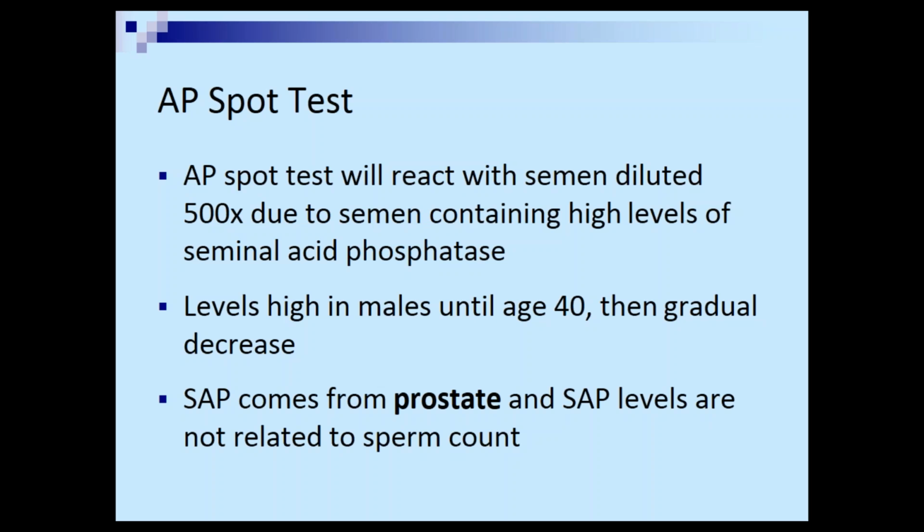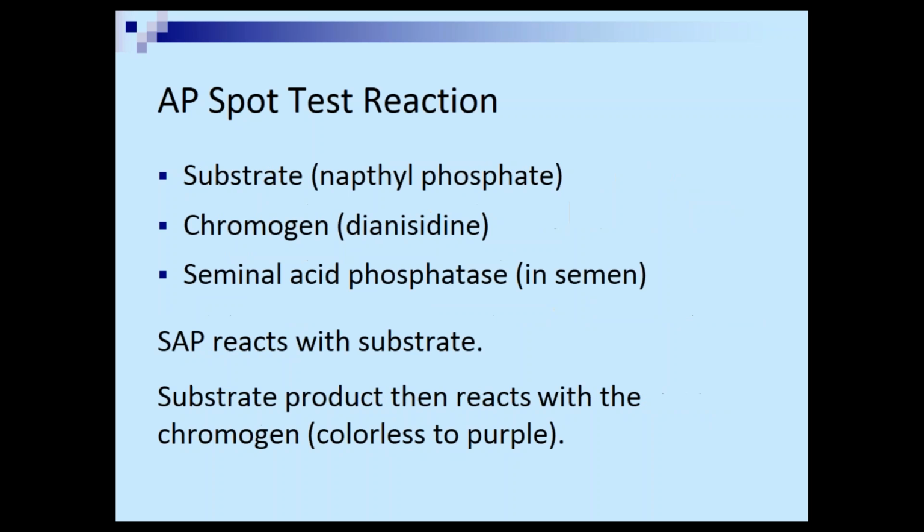The SAP comes from the prostate gland, so again, it has nothing to do with sperm cells. Okay, if a person has a vasectomy, then provided that they're under age 40, they're still going to have a large amount of acid phosphatase in their semen.